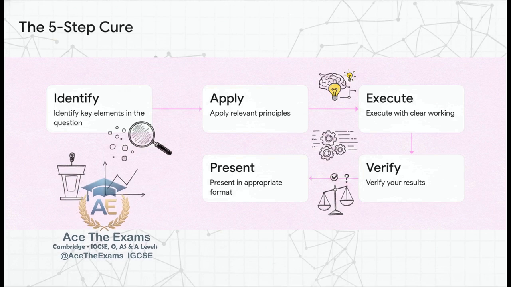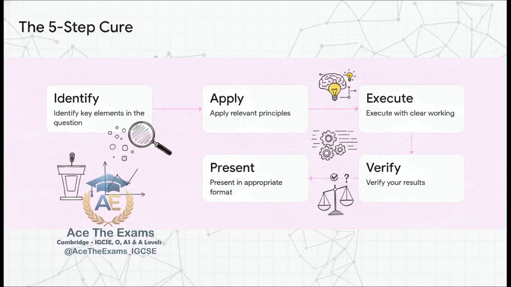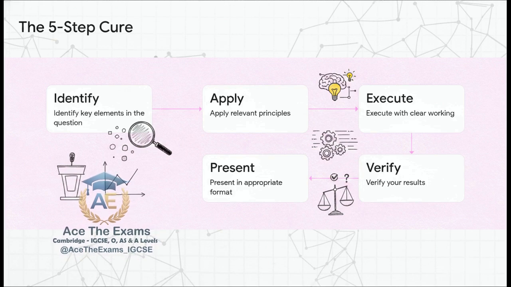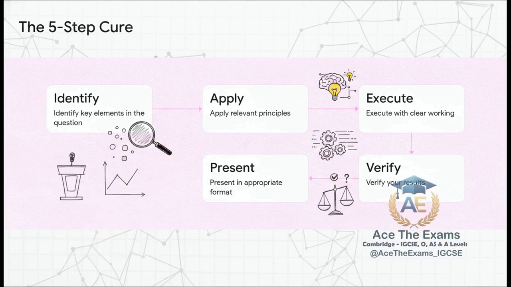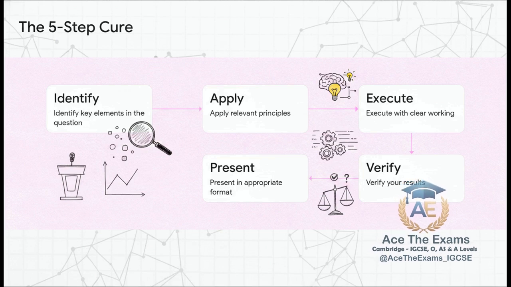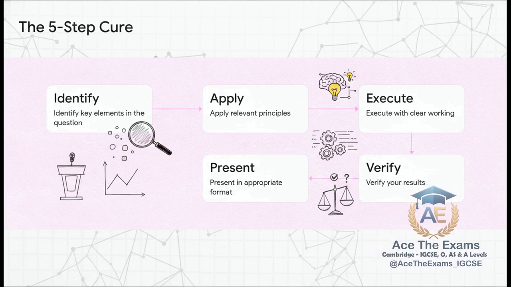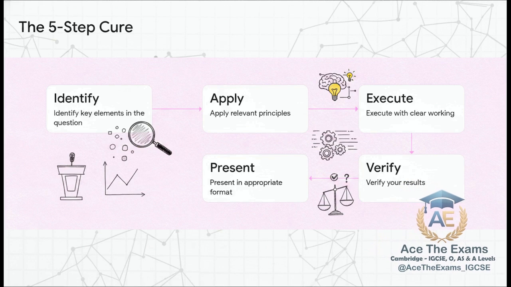Step 4. Verify your results. This is where you check for reasonableness. Does your routing table actually make sense for a 5-node network? And Step 5. Present your final answer using the correct Cambridge terminology and appropriate format. It is a precise, clinical, step-by-step cure.